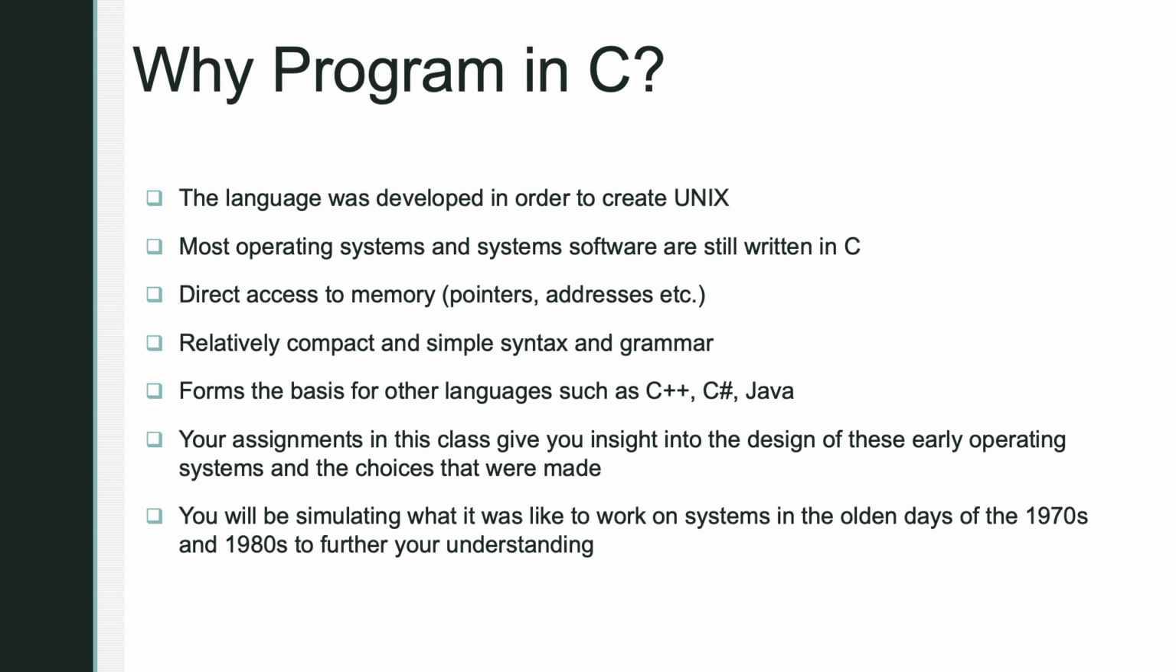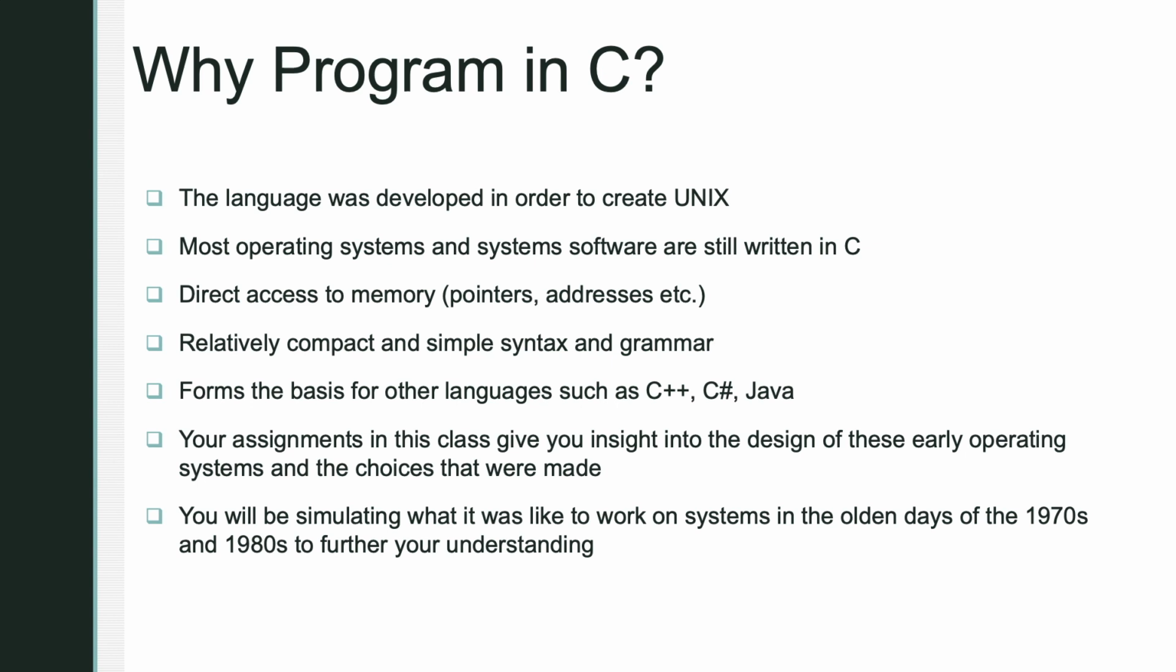And even the earliest operating systems were actually written in assembly. But the C programming language came along, and it was designed with the purpose of developing the Unix operating system. So what C does is it allows you to manage memory. It allows you to write to memory, but it's also a little bit higher level than assembly language. It's got a relatively compact and simple syntax and grammar. And if you've used C++, C# or Java, you'll find it's very familiar.